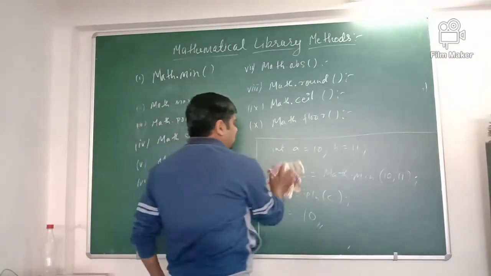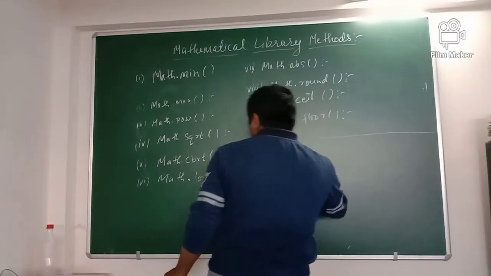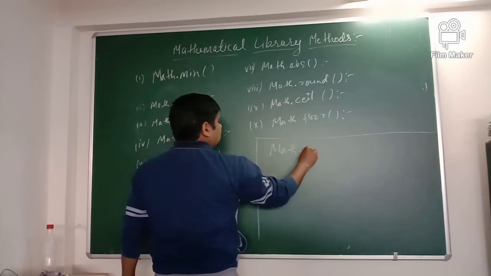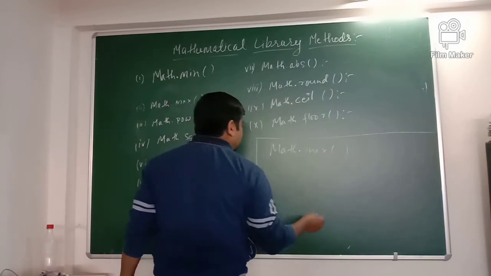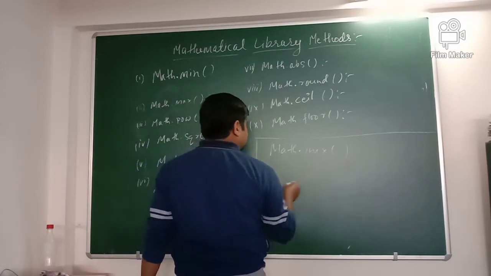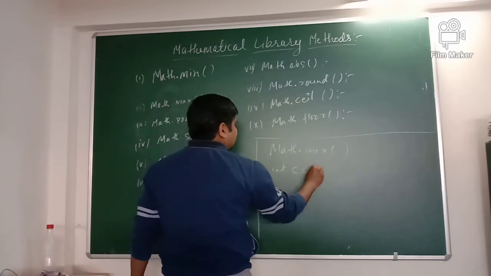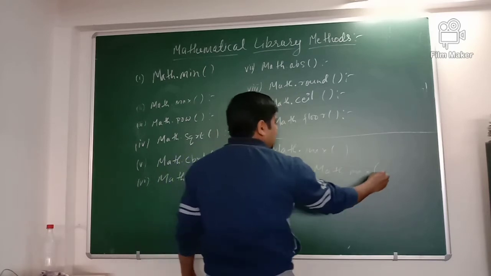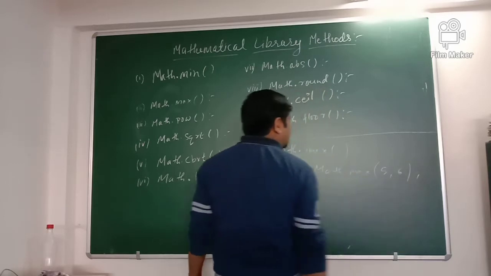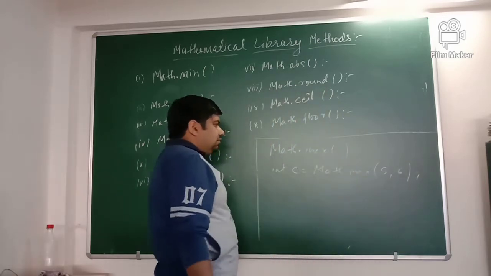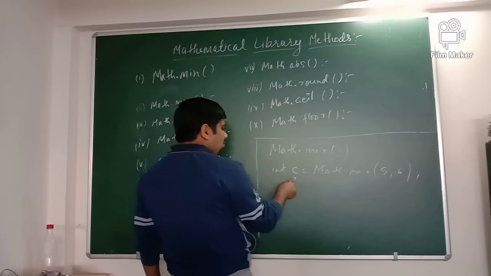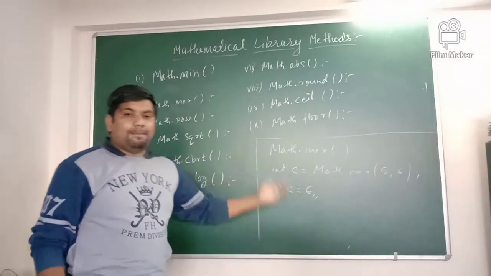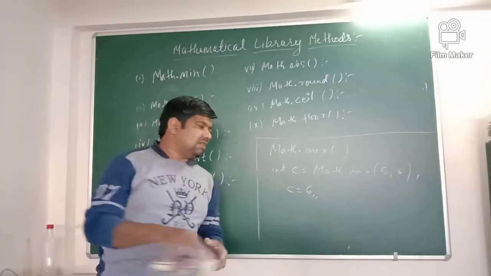The next function we are going to use is the maximum function, Math.max. Similar thing here. If there are two numbers, say int c equals Math.max, within the bracket there are two numbers, 5 and 6. We know that 6 is the biggest number, so the value of c will be 6. This method is used to find the maximum among two numbers in a Java program.